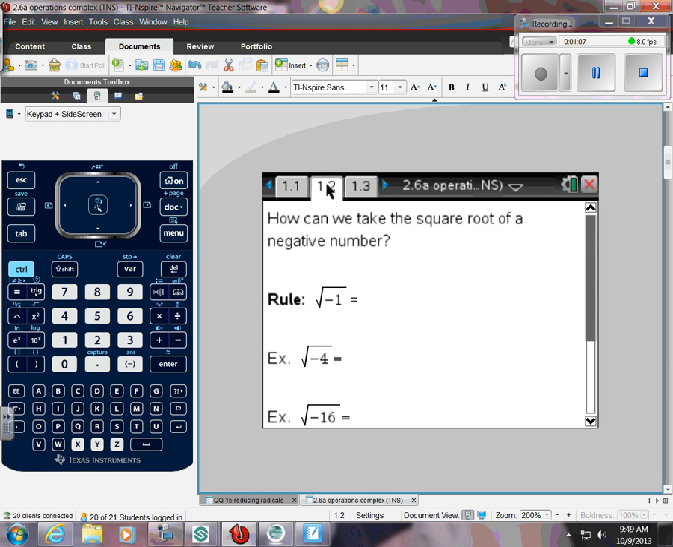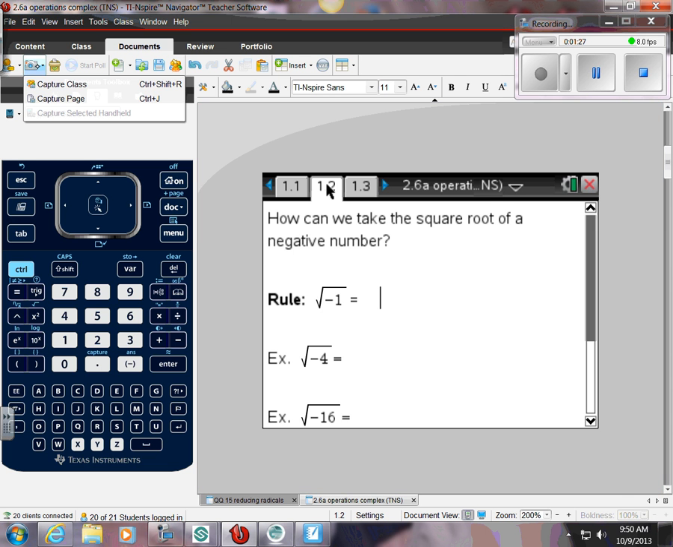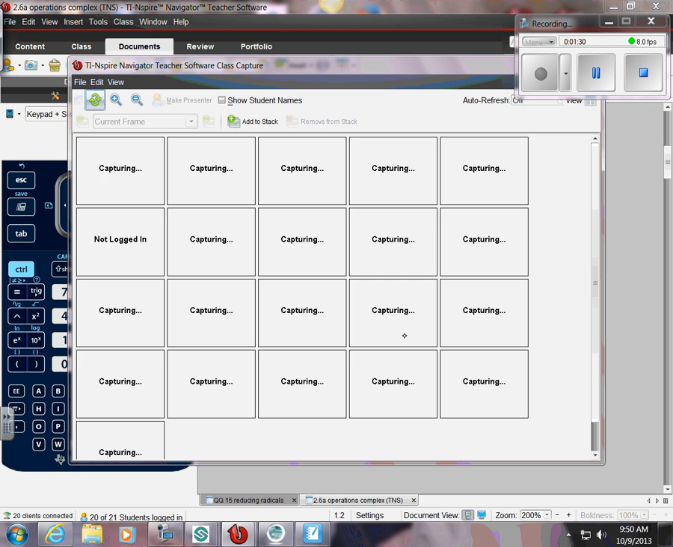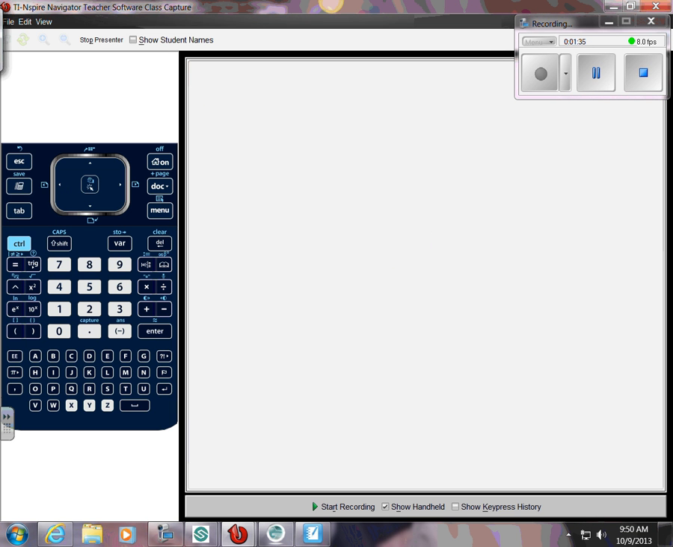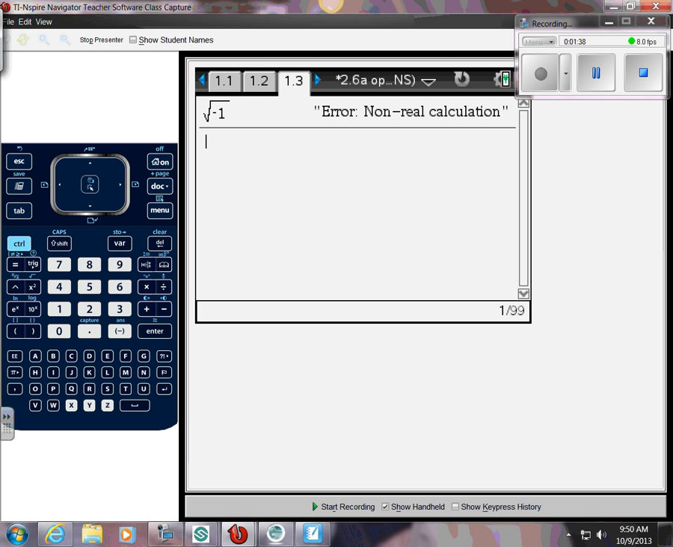Let's go on to the next picture. So how can we take the square root of a negative value? Square root of -1. I want you to go ahead and insert a calculator page, and do the square root of -1 and see what your calculator tells you. Non-real calculation. Okay, so we get something called non-real calculation. That's because the solution is not real. It's imaginary. And imaginary numbers do actually exist. They're used when we talk about electricity all the time.